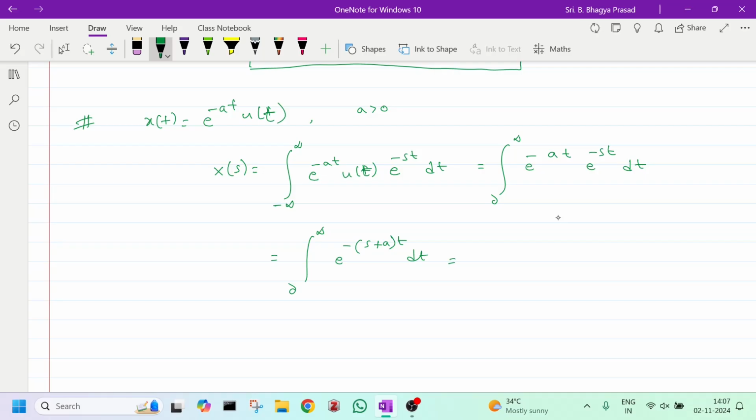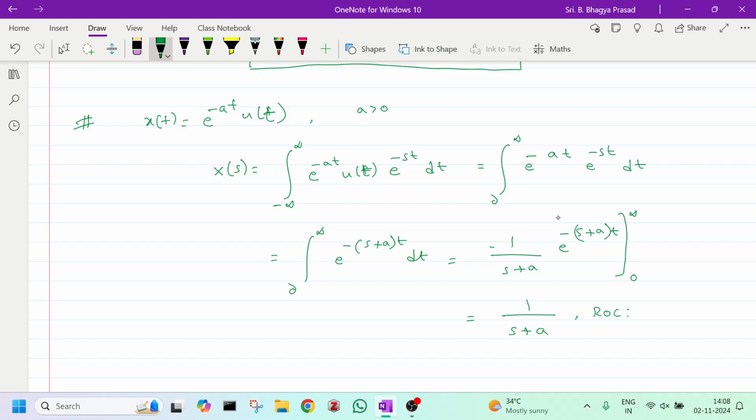So this is minus 1 by s plus a times e power minus (s plus a) into t. Let us substitute these limits. So you will get the answer as 1 by s plus a. Now here we have to find out for what values of s this exists. That is, what is the ROC?